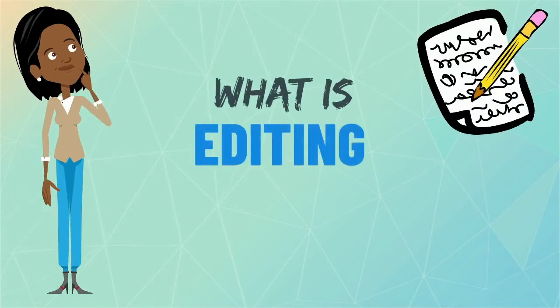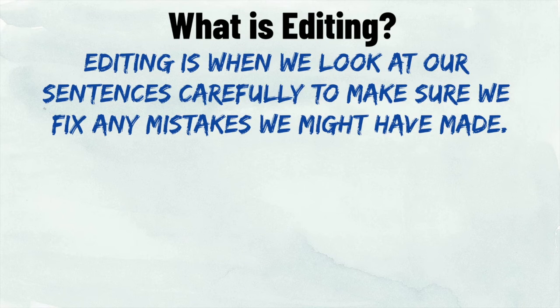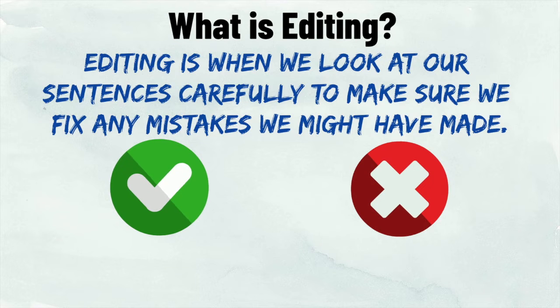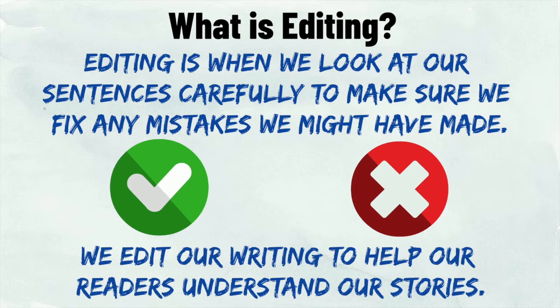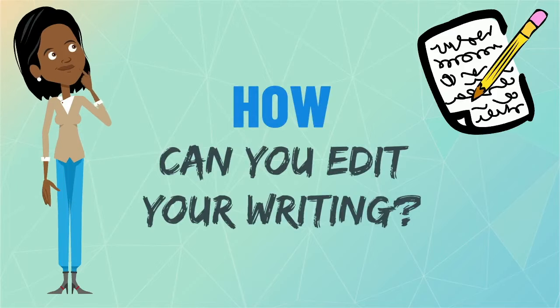What is editing in writing? Editing is when we look at our sentences carefully to make sure we fix any mistakes we might have made. We edit our writing to help our readers understand our stories. This stage is also called proofreading. How can you edit your writing?